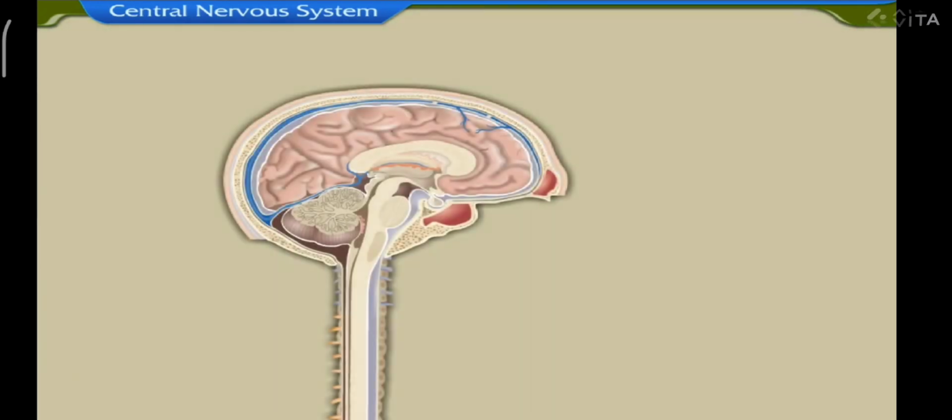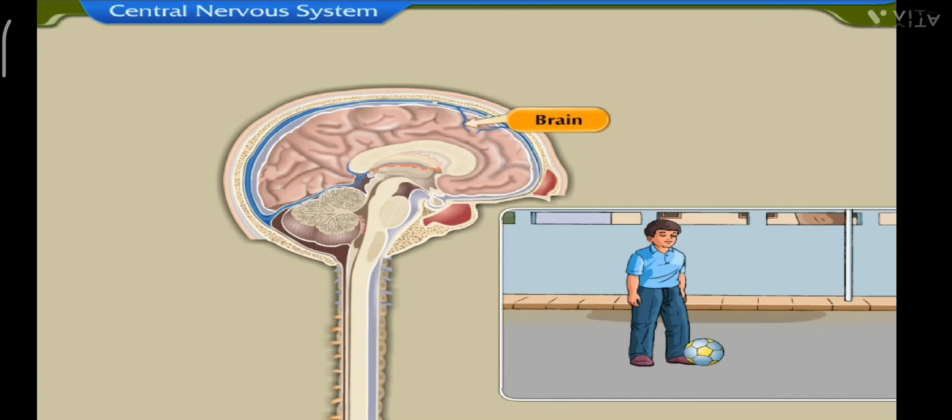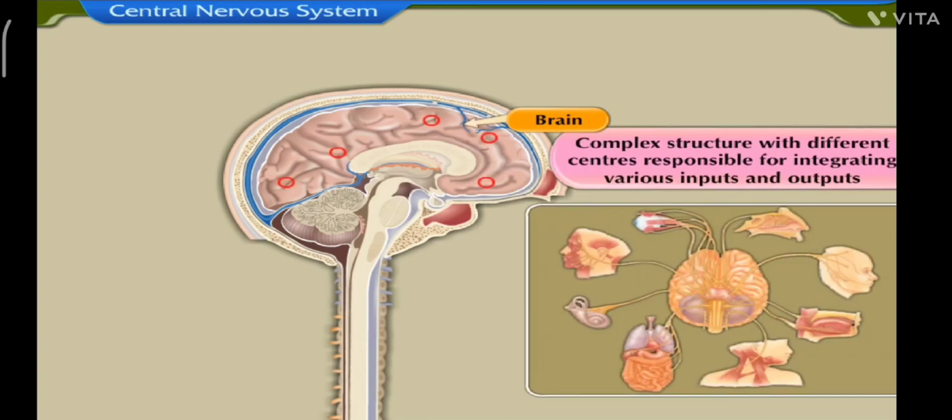Structure and function of the human brain. The brain makes us think, and we act based on our thinking. For example, if we see something falling on the ground, then we think about picking it up. We bend down and then lift the object. The brain is a complex structure with different centers responsible for integrating various inputs and outputs.